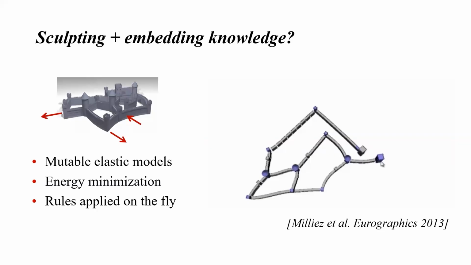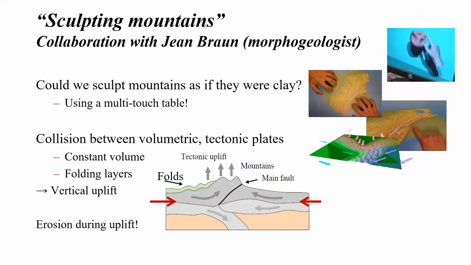So now let me speak of the first example of collaboration with scientists of other disciplines that we developed. This was with a geomorphologist called Jean Braun, who was in Grenoble at the time, but now he's in Berlin. I'm sure some of you know him. And so the question that we asked ourselves is, could we sculpt mountain ranges as if they were clay, exactly like we did for the castle?